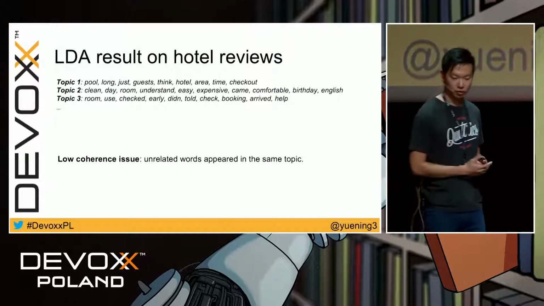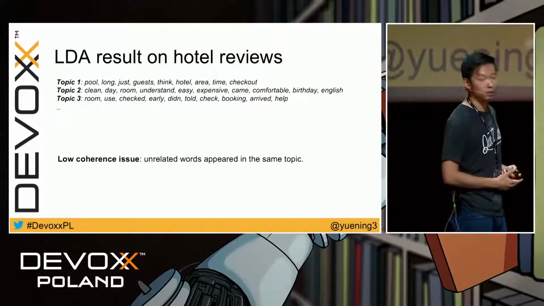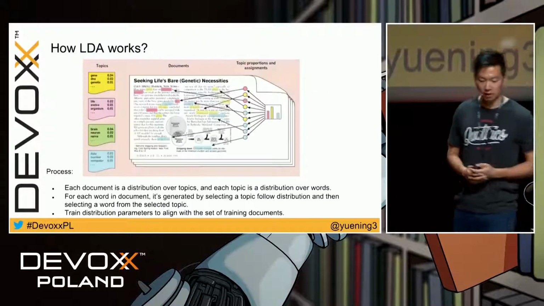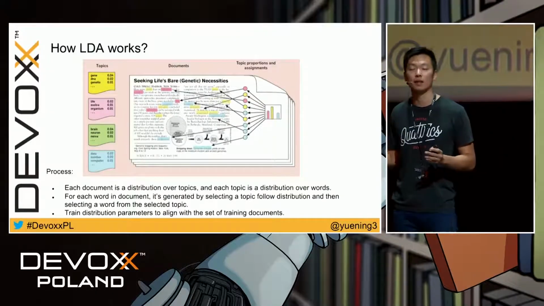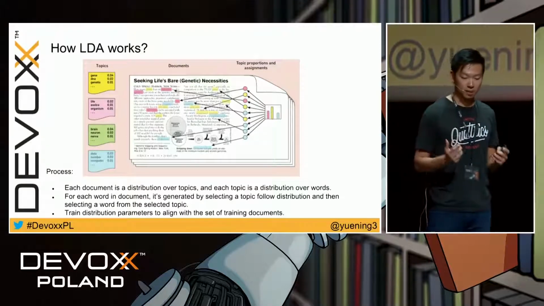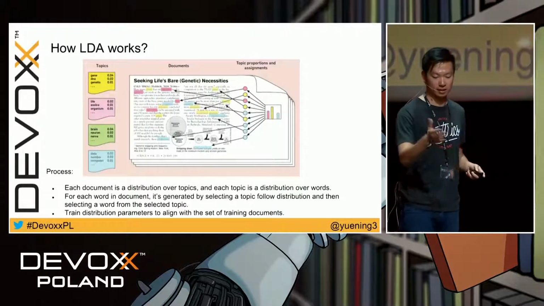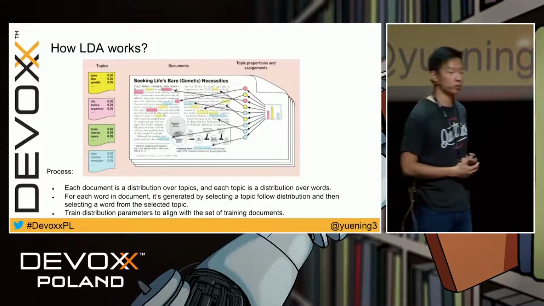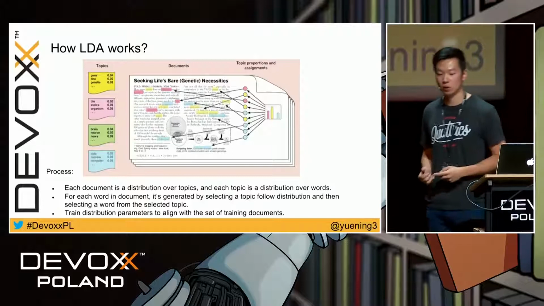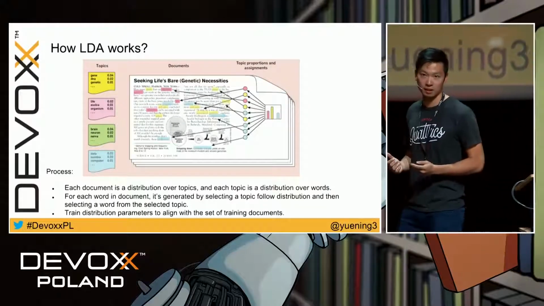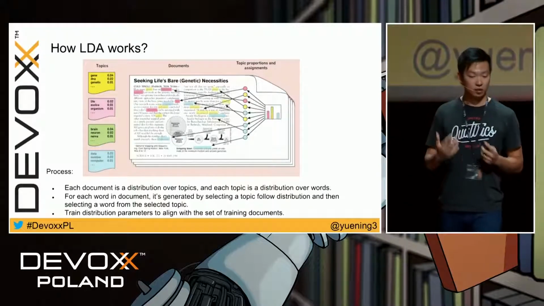It's a dominant approach. We want to know why. So we looked into it. At a high level, LDA works this way. You assume there's a group of topics on the left side, and each topic is a distribution over words. And you consider each document to be a distribution over topics. And the documents are actually generated this way.